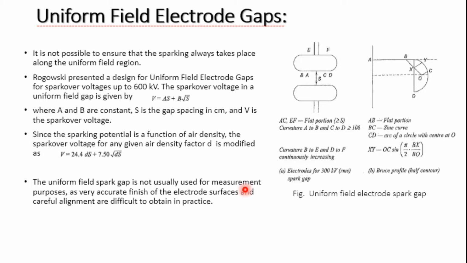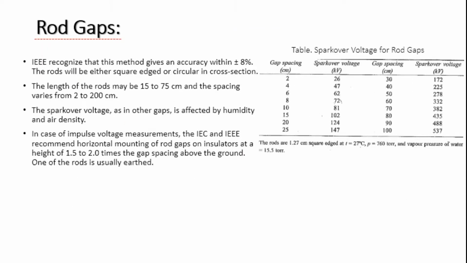Other than that, we can use rod gaps as well, but they have some limitations. So most of the time we use the standard spheres. Next we have rod gaps. According to the IEEE, this method is recognized to give an accuracy of plus or minus 8%, with either a square edge or circular cross section, and the length of the rod varies from 15 to 75 centimeters, and the gap spacing varies from 2 to 200 centimeters.